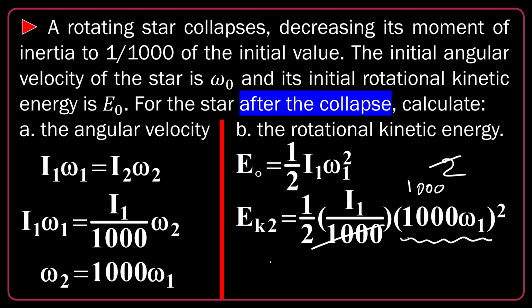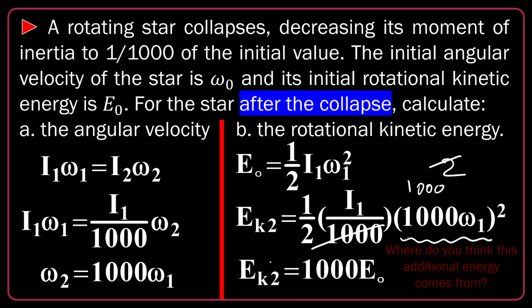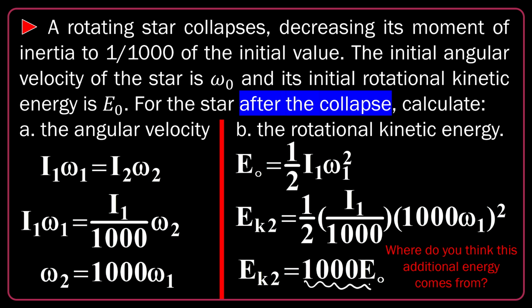One of them is crossed with this 1,000, so the final kinetic energy will become 1,000 times larger than E naught. It's very surprising. I have a question for you. What do you think this additional energy comes from? At the beginning, it's very strange. But okay, yes, your guess is correct. The reason for this increase is the potential energy.